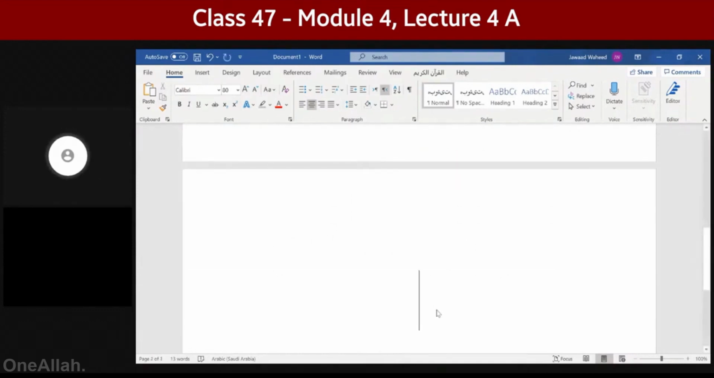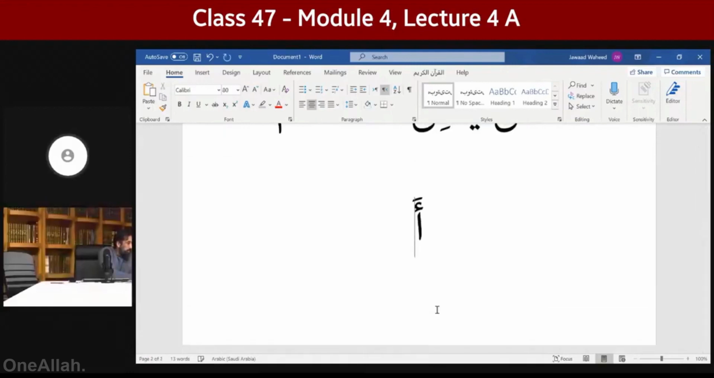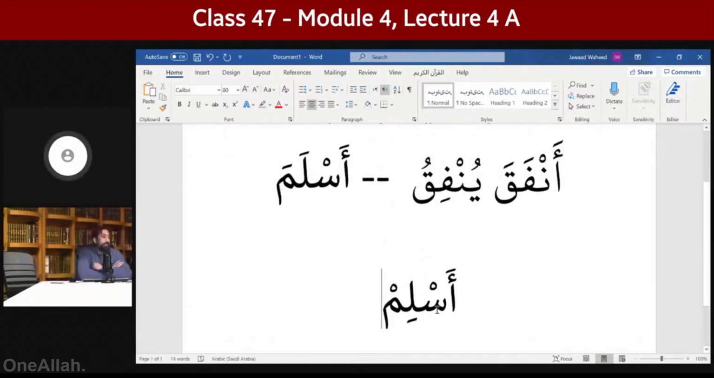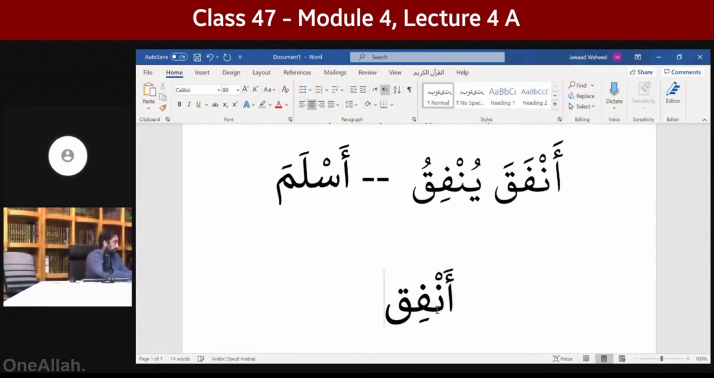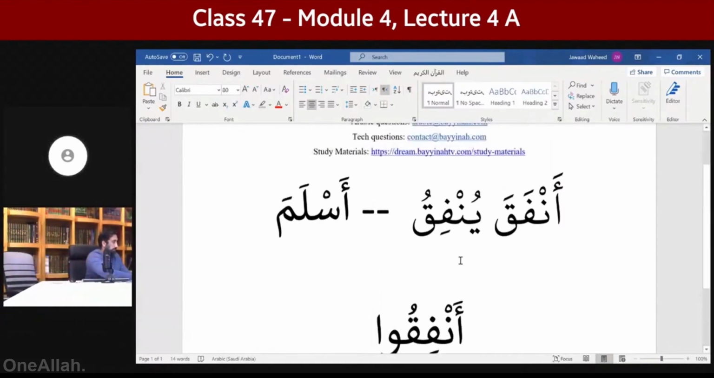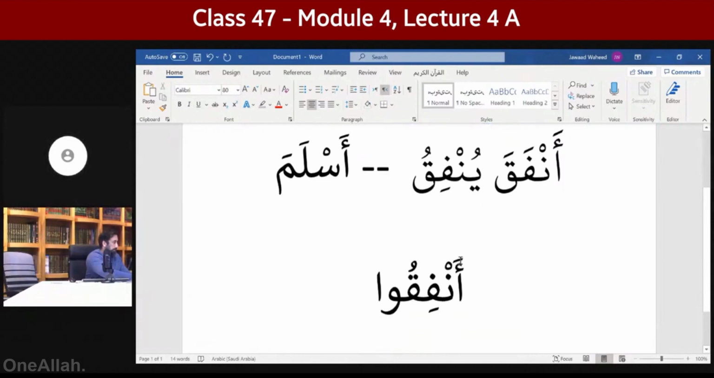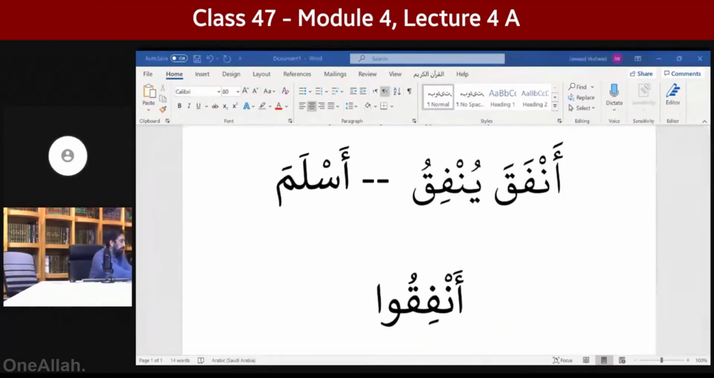So if you remember, al-amru minhu for aslama was aslim. Aslim. And just like that, the same thing would happen for anfaqa. So it'd be an. And then if we wanted to make that plural, we would follow the same rules. And then it would become anfiqu. So anfiqu is a plural command. Good eye.